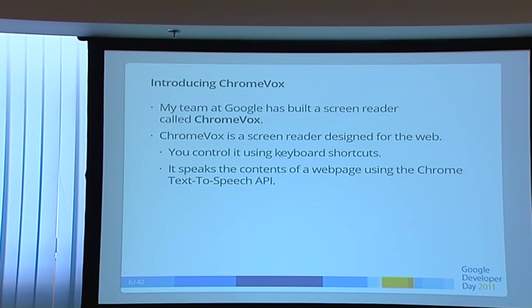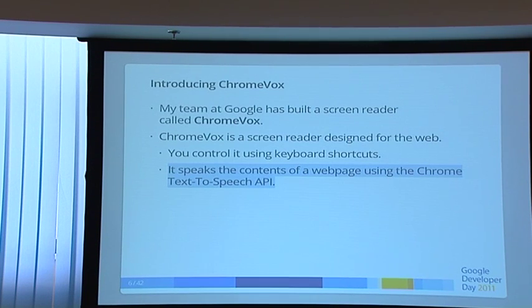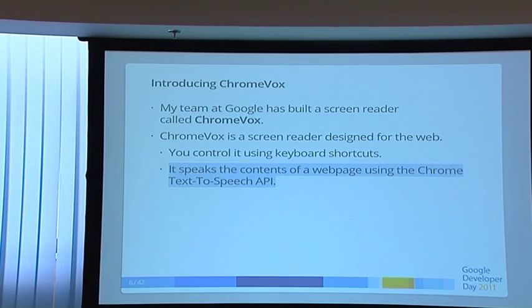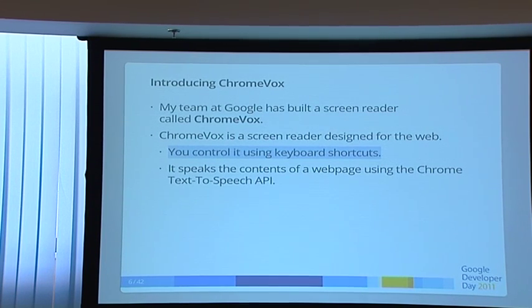It's kind of cool because there are little things that speak the contents of a web page using the Chrome text-to-speech API. Okay, cool. So actually what it's doing is it's reflecting across the DOM, and the user who needs this assistive technology can control it using keyboard shortcuts. So we can actually control the area of text that the user is looking at, and then spit that out so the user can actually go through each sentence and each paragraph individually and have that spoken to them.